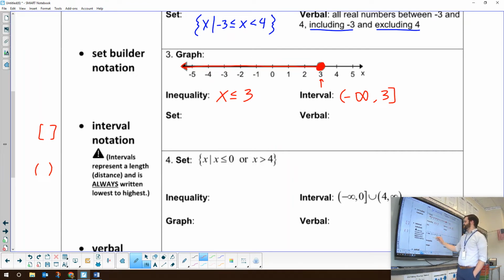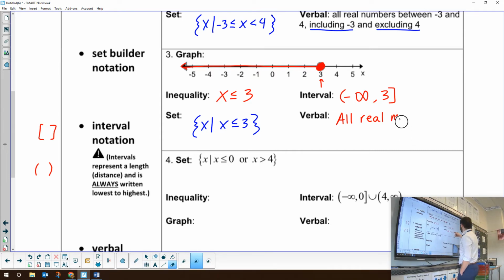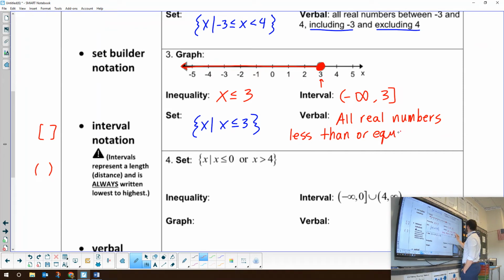And my set notation, remember set notation is the same as my inequality, just put your squiggle brackets: x such that x is less than or equal to 3, close my squiggle brackets. And my last one, verbal. So my verbal, we're just going to say all real numbers less than or equal to 3. And that would be my verbal description.